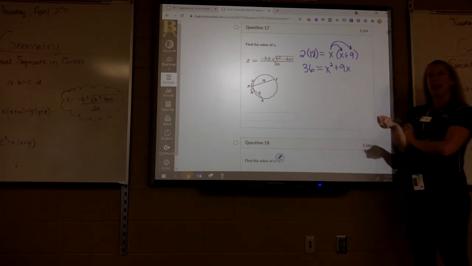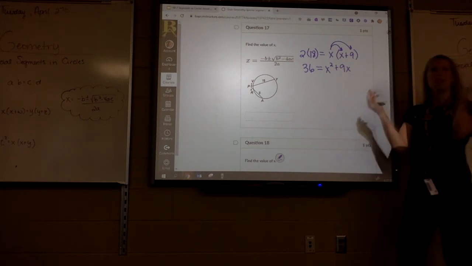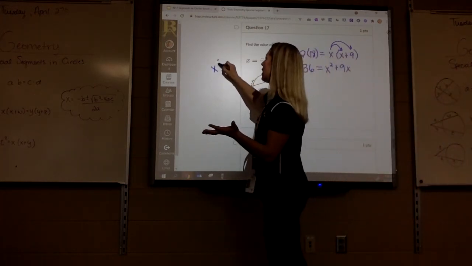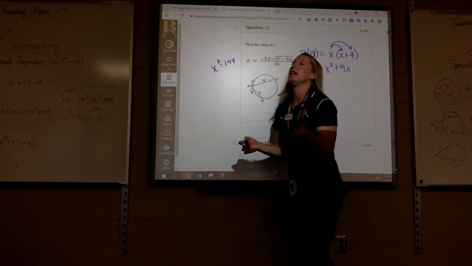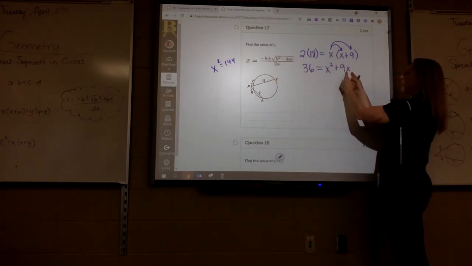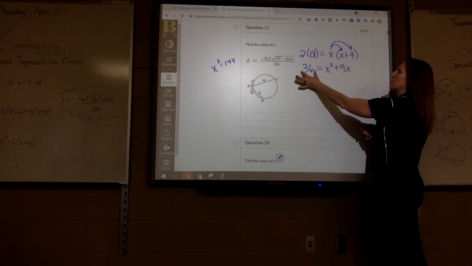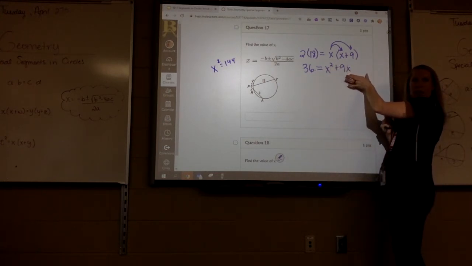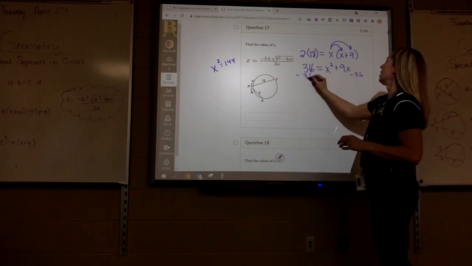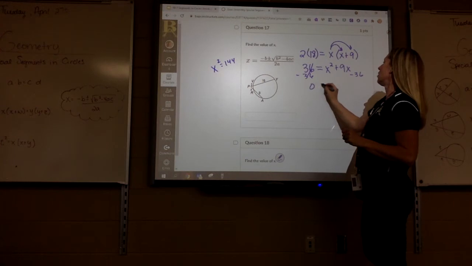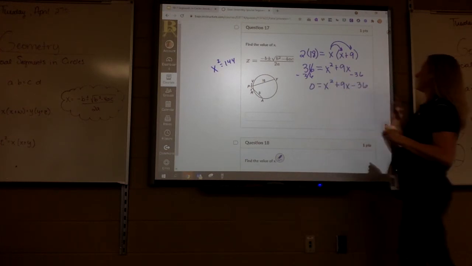Now, the reason we have to use quadratic formulas is because we have both an x squared and an x. If you just had an x squared, like that one that we had, x squared equals 144, you can solve it because you can square root. But if you have both an x squared and an x, that means quadratic formula. So we have to get this 36 to the other side. Do you guys remember that? Subtract 36. So I've got 0 equals x squared plus 9x minus 36.